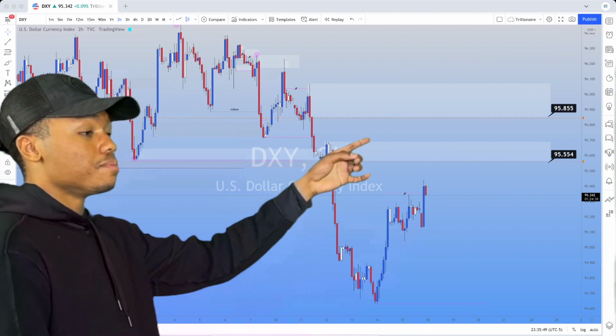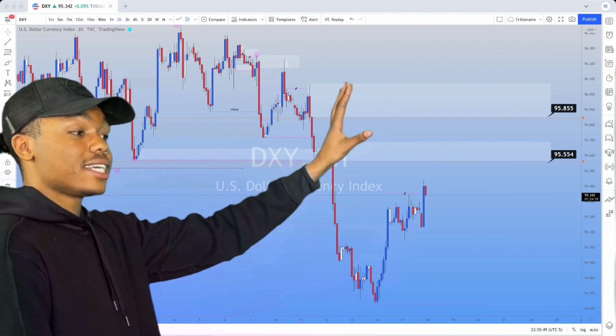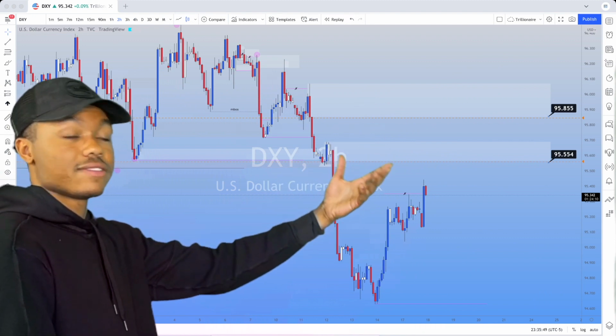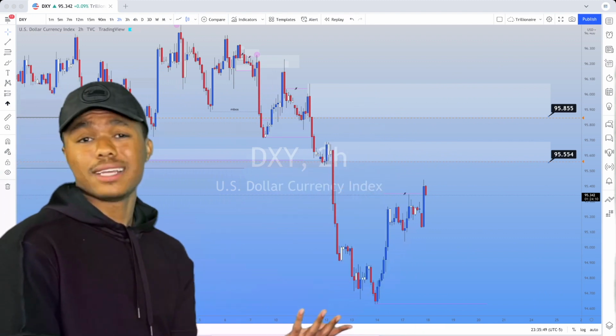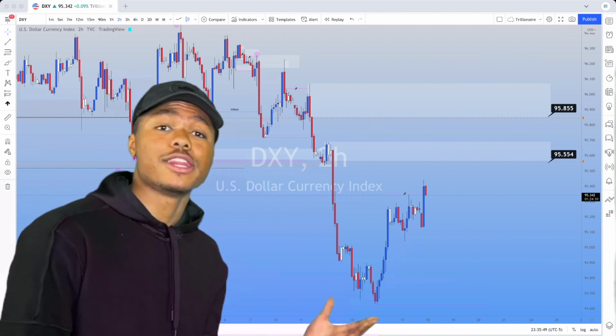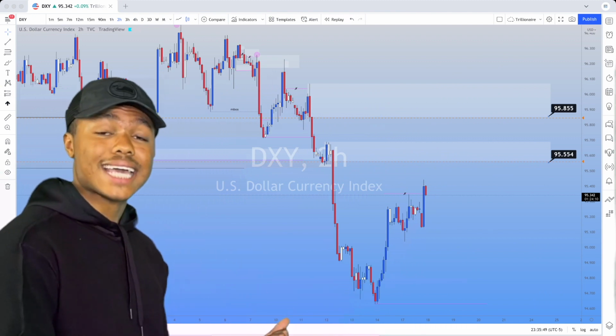All right, so we're going to look for price to either tap into this region, give us our entry schematic, or tap into this region, give us our entry schematic. Either way, you guys should make money. You guys should make percentages on this trade. So let's go ahead and hop into our next asset, and I'll see you guys.